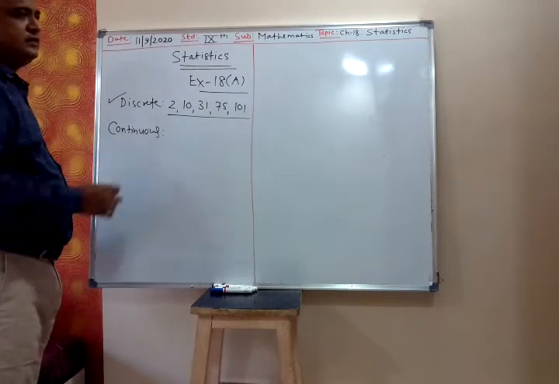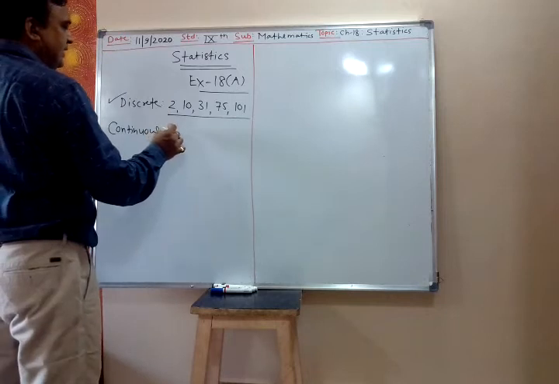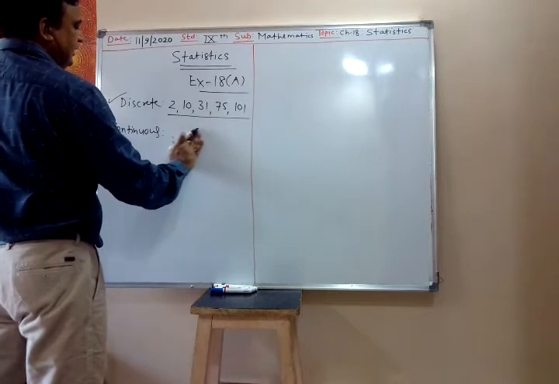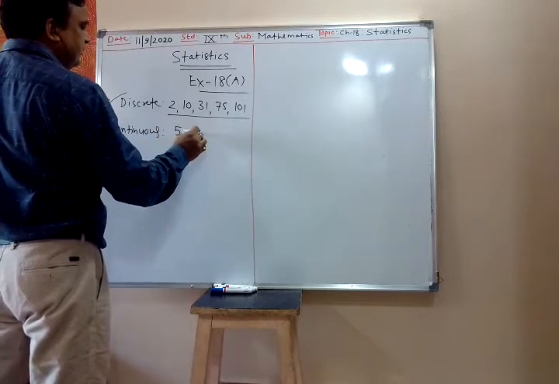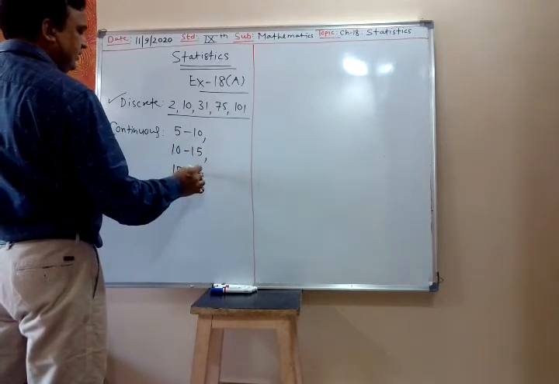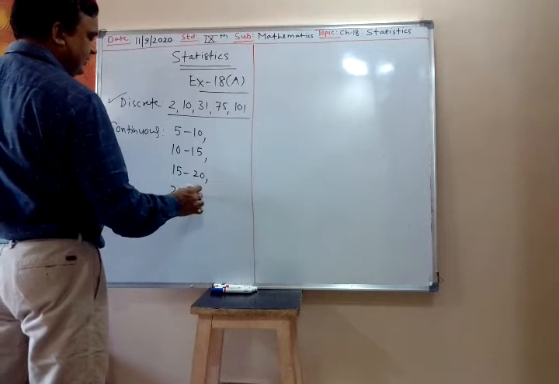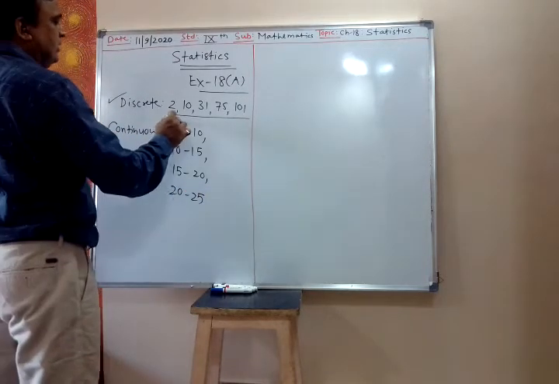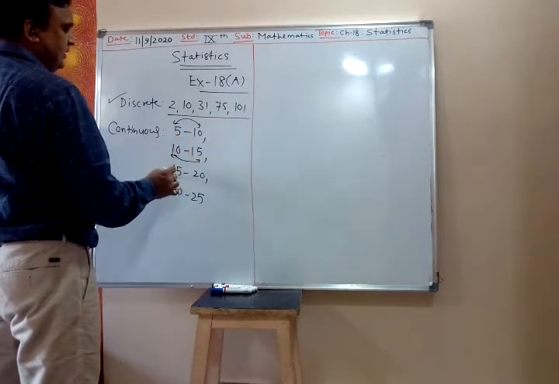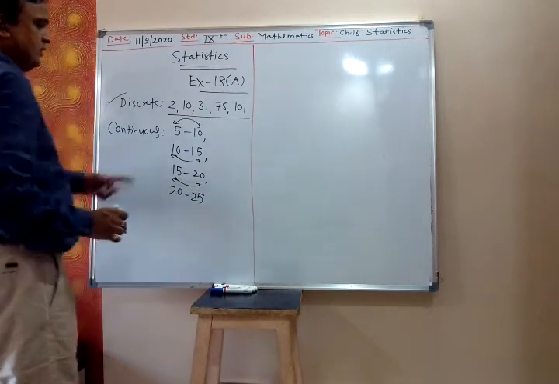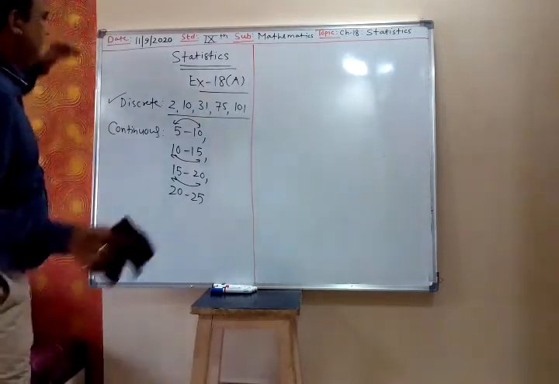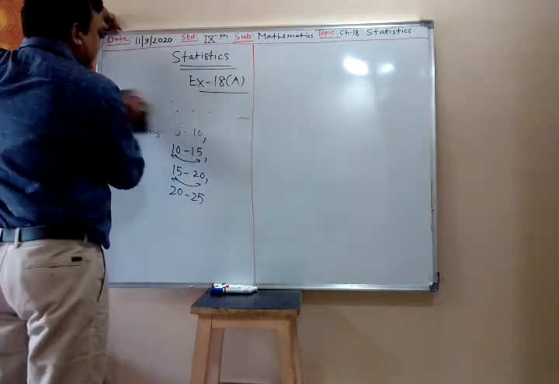Now continuous means, for example, the data is given in a range. Let us take the continuous data 5 to 10, then 10 to 15, then 15 to 20, then 20 to 25. The data is given in the range. All the data between 5 to 10 will come in this, 10 to 15 will come in this, 15 to 20 will come in this. So this type of data is continuous. So there are two types of data, discrete and continuous.